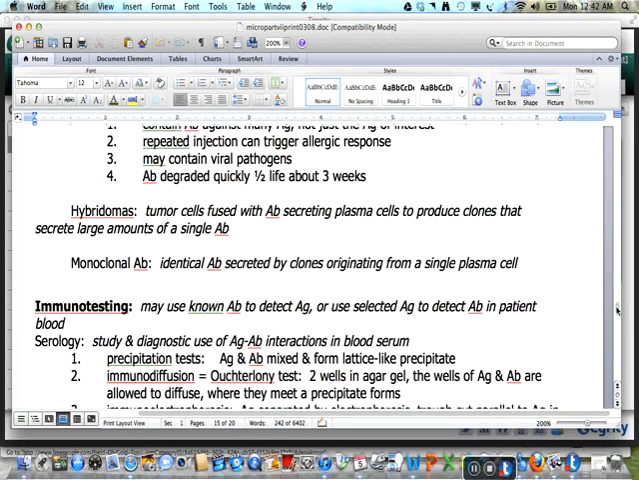Hybridomas and monoclonal antibody are sometimes used to make antiserum. The hybridomas are tumor cells fused with antibody-secreting plasma cells to produce clones that create a large amount of a single antibody. Monoclonal antibody is identical to antibody secreted by clones originating from a single plasma cell.